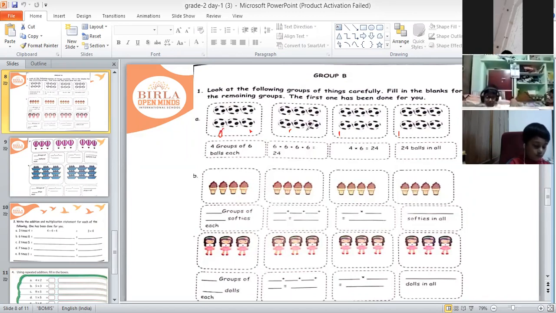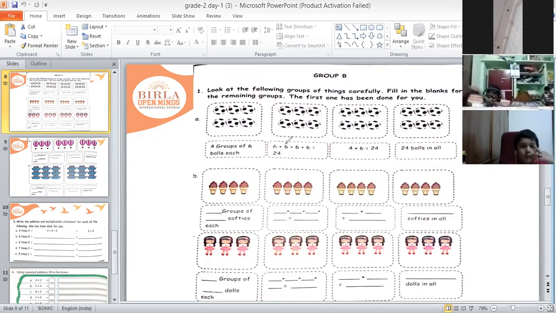I'll write here 6, 6, 6 and 6. So in each group, there are 6 balls. Okay, fine. Then we can write it as 4 groups of 6 balls each, because there are 4 groups and in each group there are 6 balls. Now we want to write it in repeated addition form.